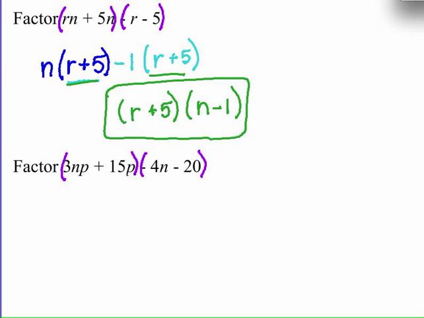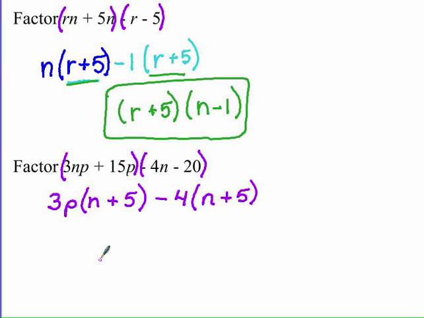I went around and checked to see where everybody's at. Remember on this one, I need to take out a 3p, because that's what's in common with the 3 and the 15. That gives me n plus 5. I've got a negative 4 and a negative 20, so I'm going to take out a negative 4. When I take that out, I get n, and then I add 5 as well. So the whole thing, and I saw most of you had this, is 3p minus 4 times n plus 5. That should have been your answer.